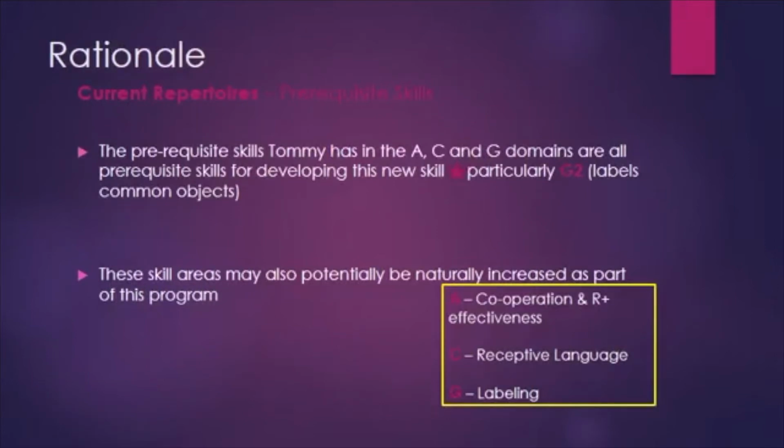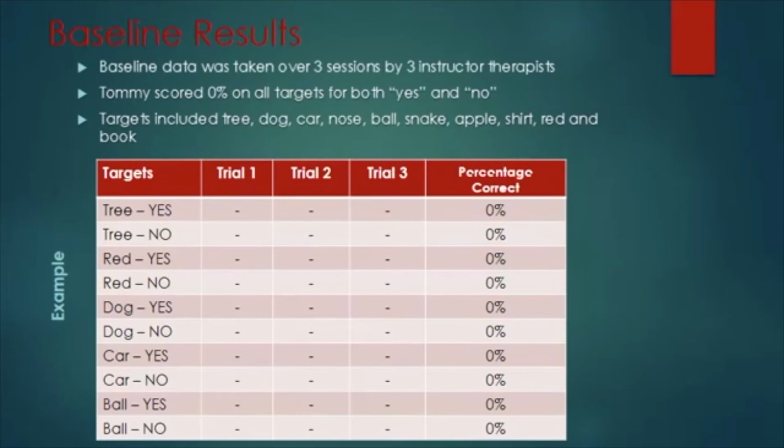The prerequisite skills Tommy has in cooperation and reinforcer effectiveness, receptive language, and labeling are all foundation for development of this new skill. These skill areas may also potentially be naturally increased as a part of this program.